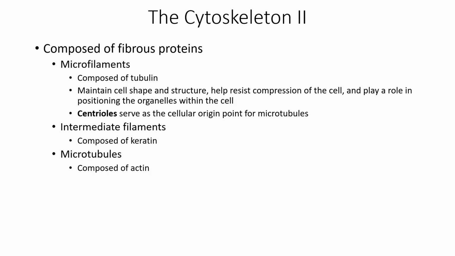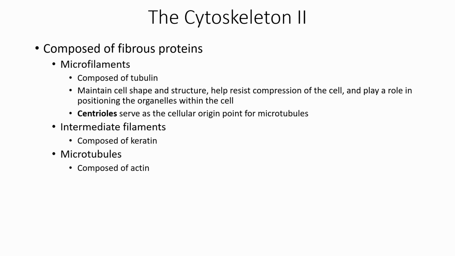There are three main components to the cytoskeleton: the microfilaments, the intermediate filaments, and the microtubules. So the microfilaments are made of tubulin. These guys are mainly to help give shape and structure to the cell so that the cell is not like this empty water balloon just kind of squished in on itself. It can help give a three-dimensional shape to our cell. And then the microfilaments is also where we have the centrioles.